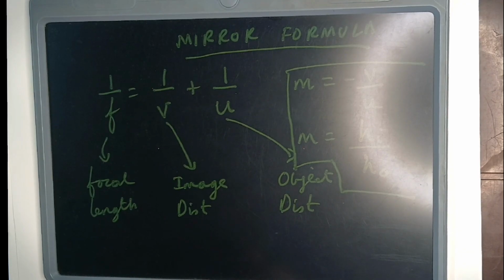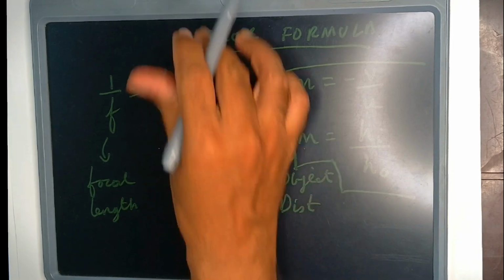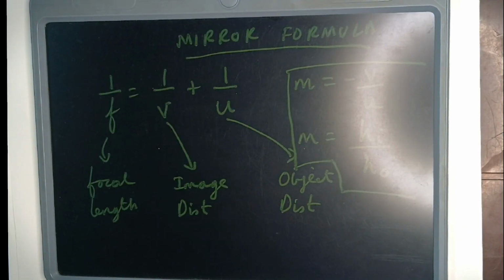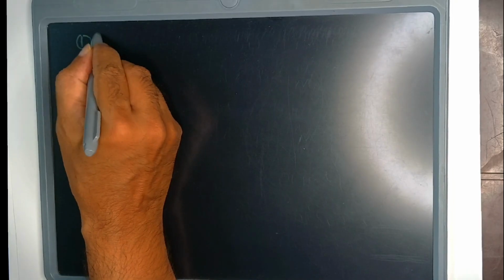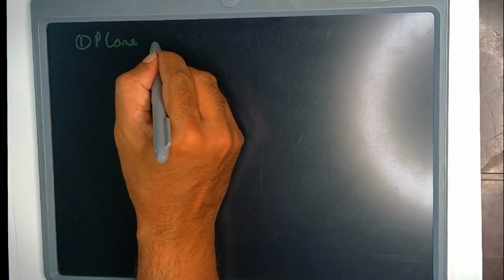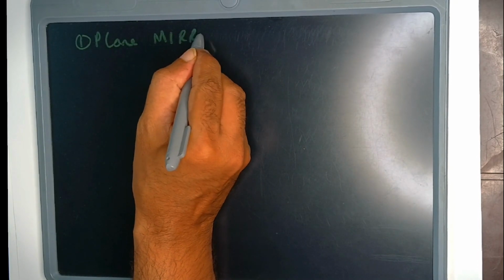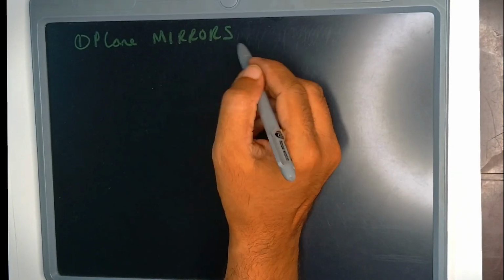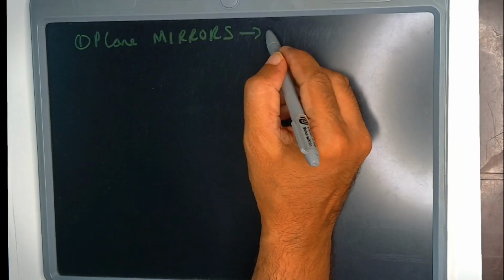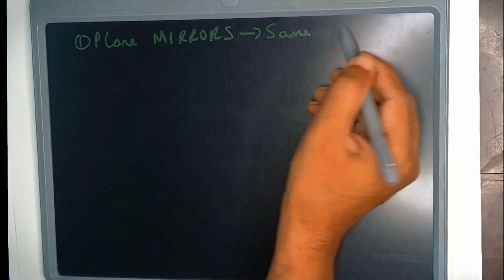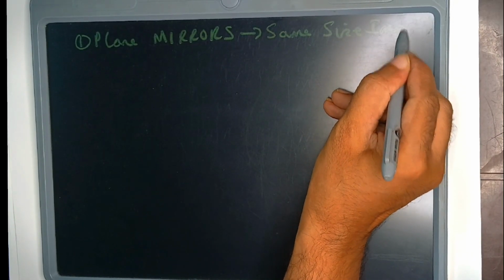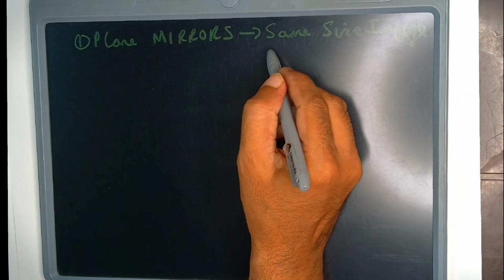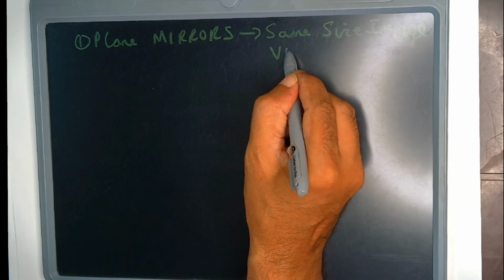So time to wrap up. Let's see what all we have studied today. I'll clear this slate for now. If you want to note down, you can note it down. I'll summarize quickly. So we have seen plane mirrors. In plane mirrors, we have same size image, virtual image.